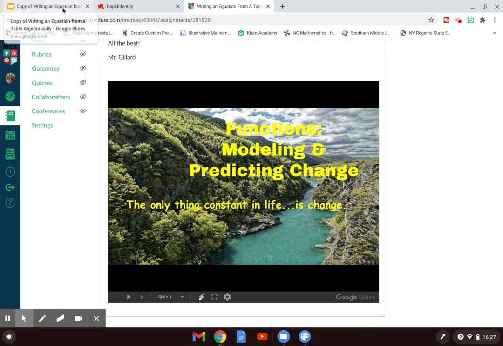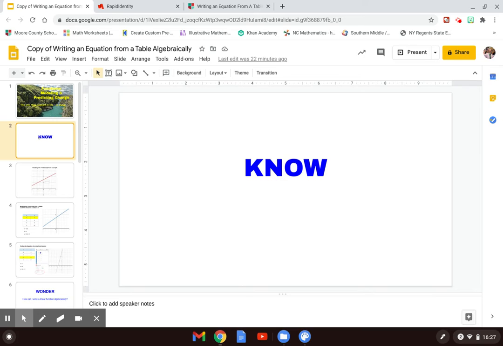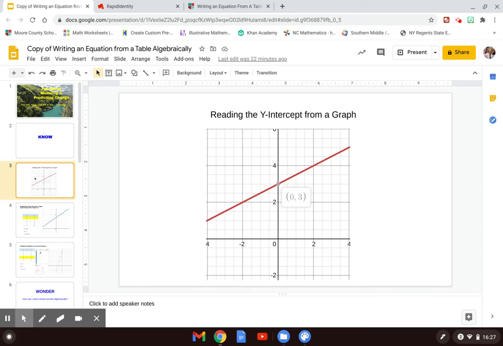Okay, so what we're looking at today is writing an equation from a table as we're learning about functions, about modeling and predicting change. So let's go ahead and begin with what we already know from last week. We know that when we're talking about the y-intercept and reading the y-intercept from a graph, it's the point where the graph crosses your y-axis. So if you look at this picture here, you can see that my line crosses the y-axis at 0, 3, and so that's going to be my y-intercept, okay?